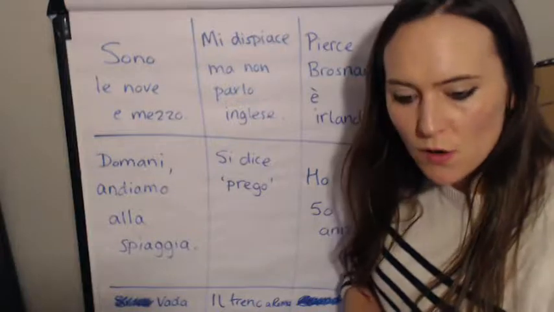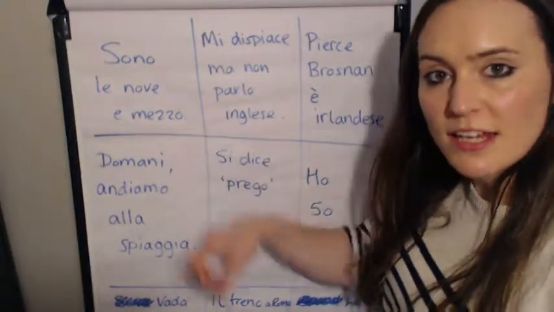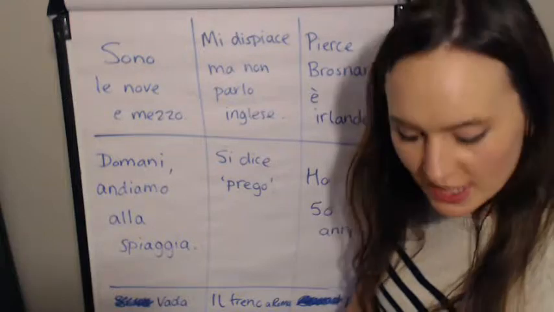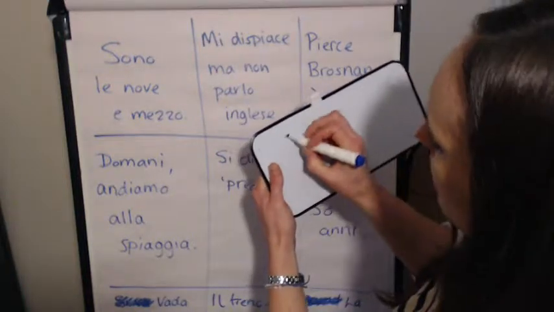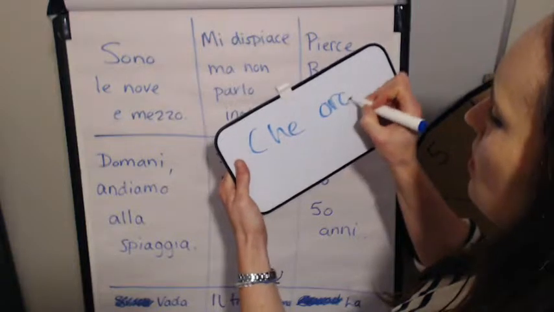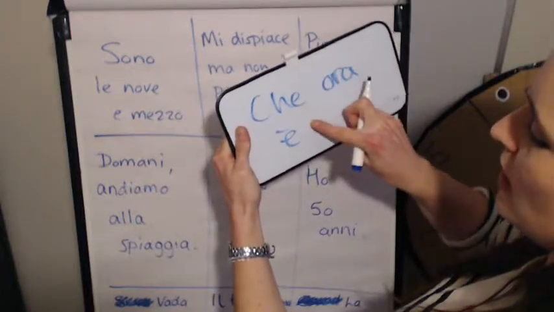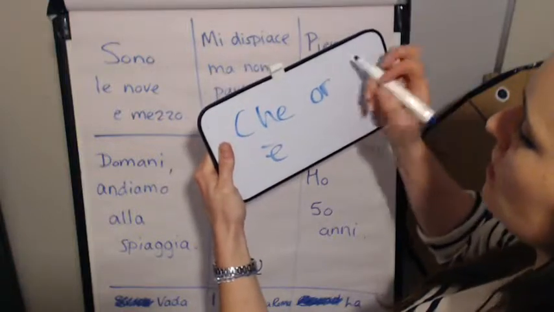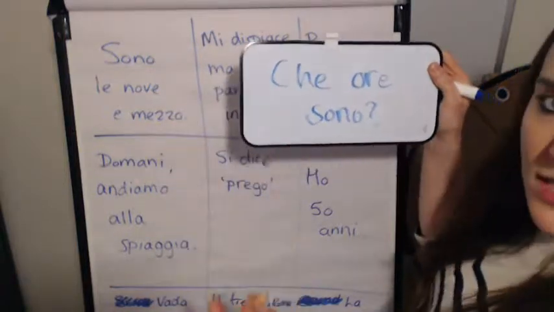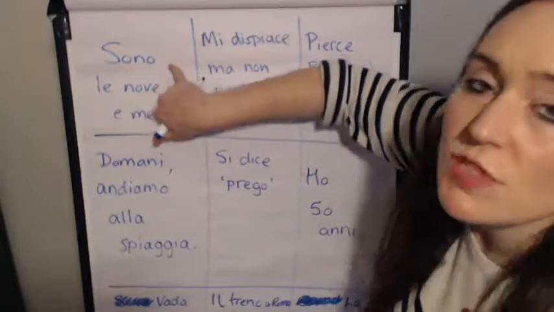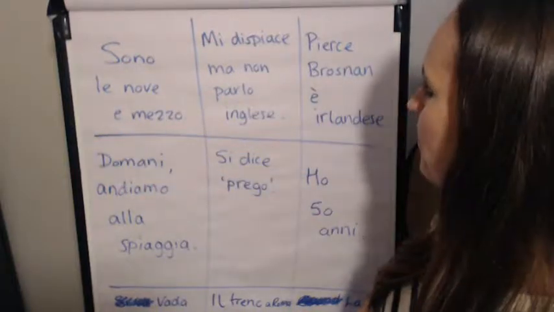So sono le 9:30 means it's 9:30. That's the time, isn't it? So the question here would be, che ora è? What time is it? Che ora è? I'll write these down for you. Che ora è? Che, which means what. Ora, which means hour or time. È. You can also ask that question by saying, che ore sono? What hours are they, or what time is it? Looks a bit strange. So you can ask that in two ways. The answer will generally always, unless it's 1 o'clock, start with sono plus the number. Sono le 9:30.